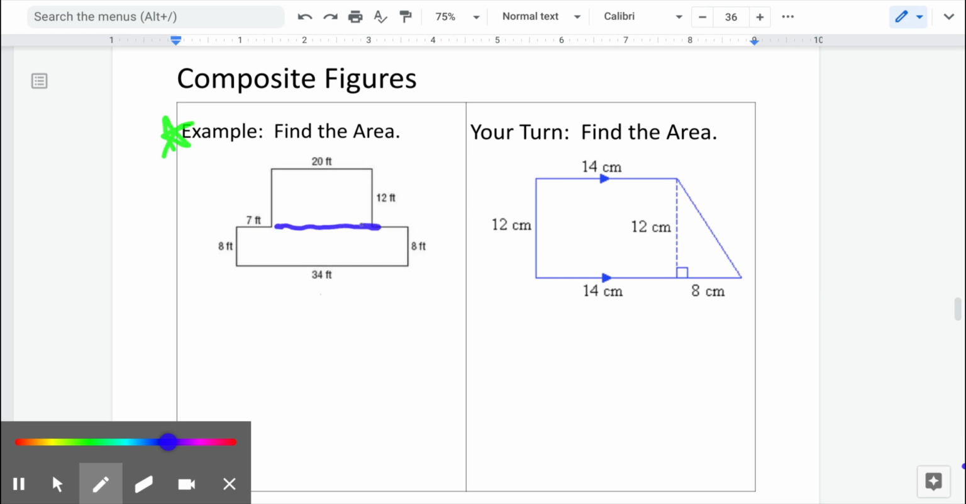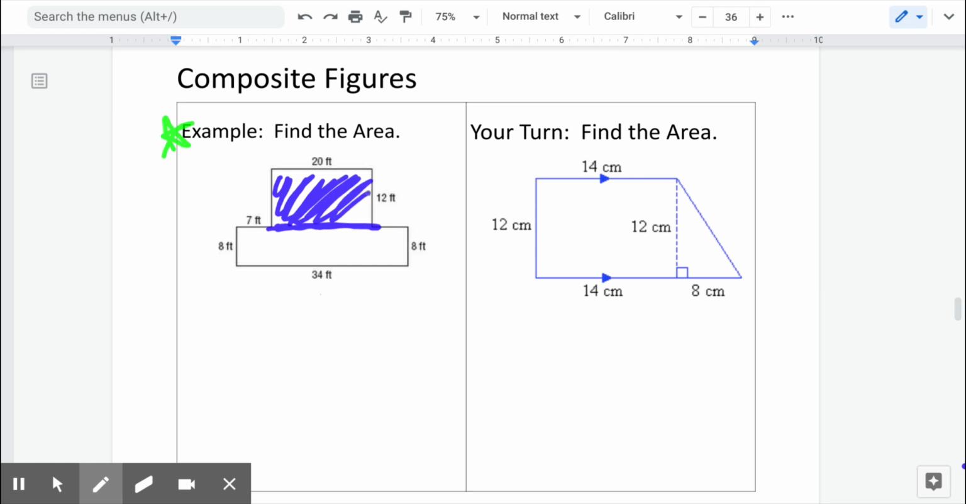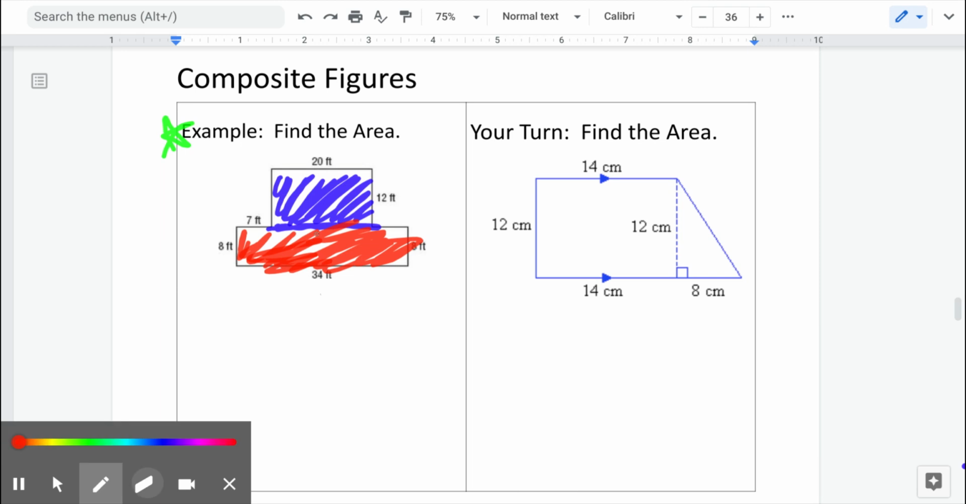What I see is a rectangle on top here. We're going to call this the blue rectangle. And then I also see a red rectangle down here at the bottom. Okay, so I'm just going to color these in and give them a shape. The first thing I'm personally going to start with is my red rectangle.